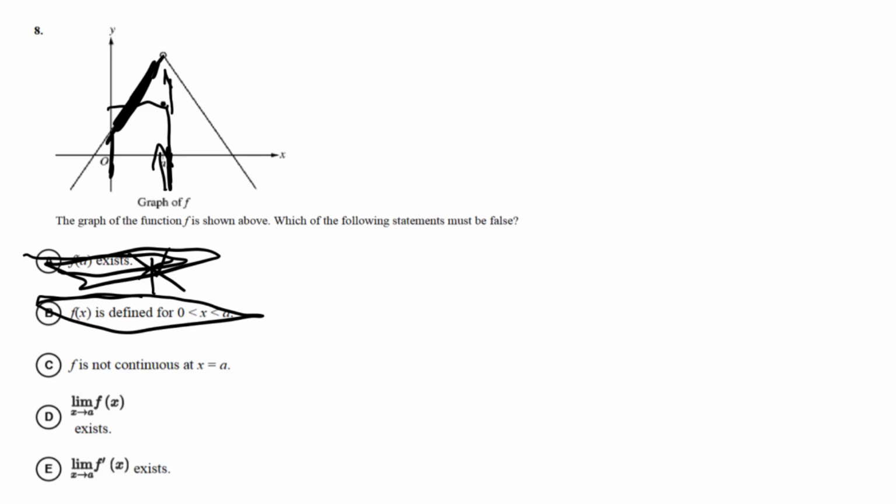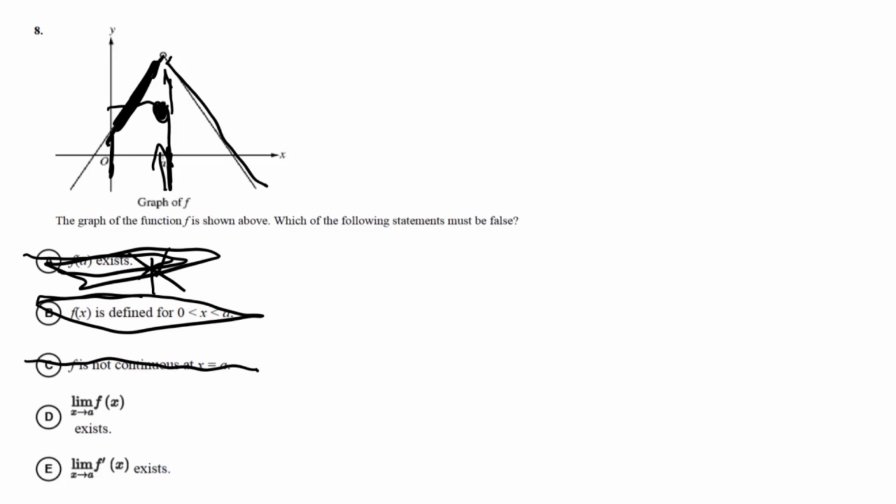Option C says f is not continuous at x equals a. This is true. We can see that to create this graph, we have to lift our pencil off, and then we have to go to this point right here, and then we go back down. So that means f is not continuous. So this is true. We can mark this as it's not the answer.